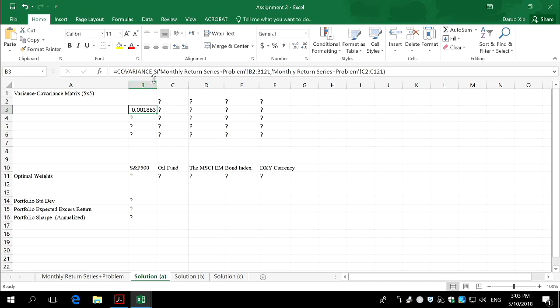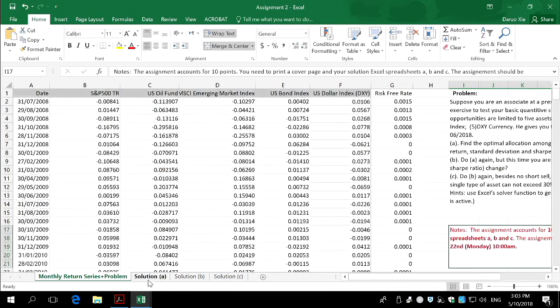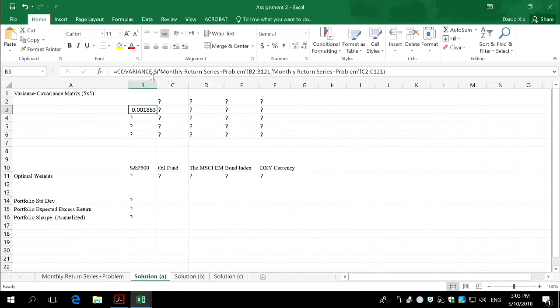The right one is sample covariance. So COVARIANCE.S, then you look at the covariance between the first and second, and so on and so forth. So don't forget this, because there will be a tiny difference if you use population covariance. So this is something that really matters.